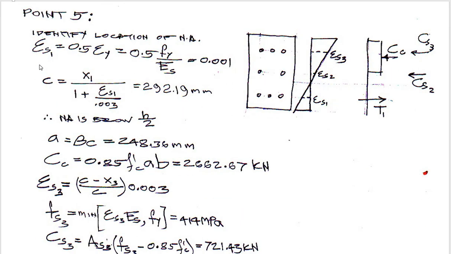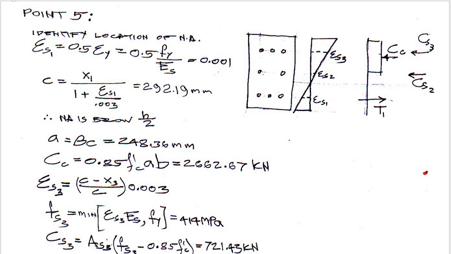Sa 0.5, walang quadratic equation dito. So, ang assumption natin ngayon dito, yung strain in steel 1, this is at the level of your AS1, is equal to 50% of your yield strain. So, that is 0.5 Fy all over ES. And then, from there, you can compute your small c, or that is the location of your neutral axis. Ito siya, no? So, by ratio and proportion, small c is equal to x1 all over 1 plus strain in steel 1 all over 0.003.